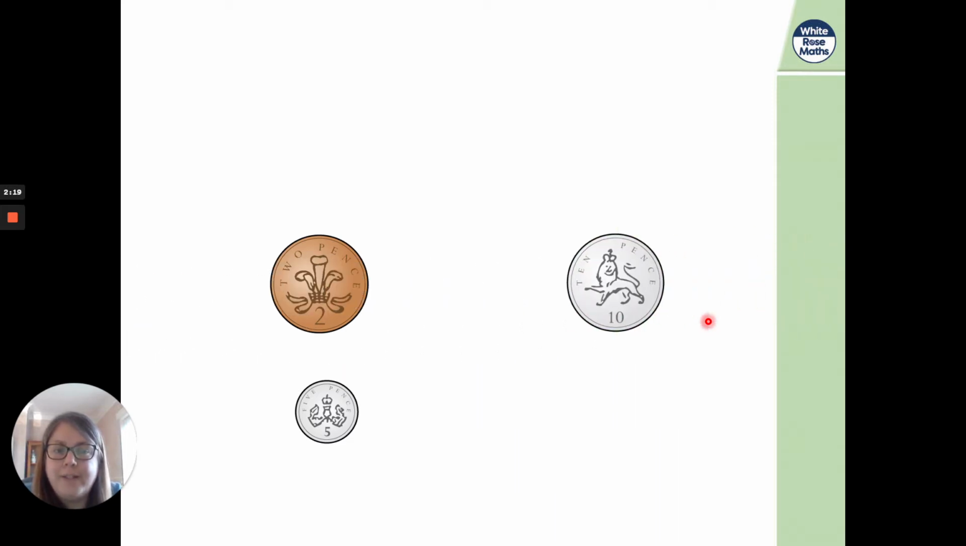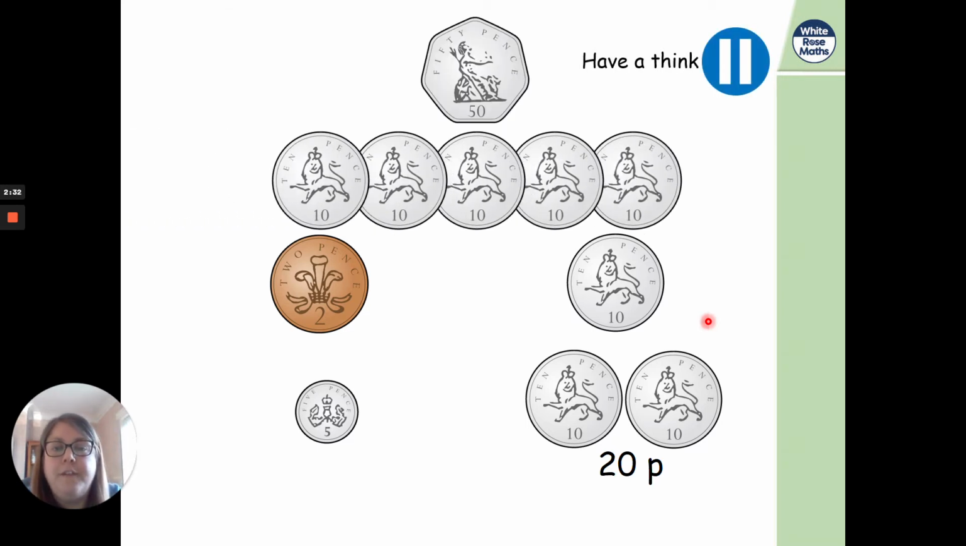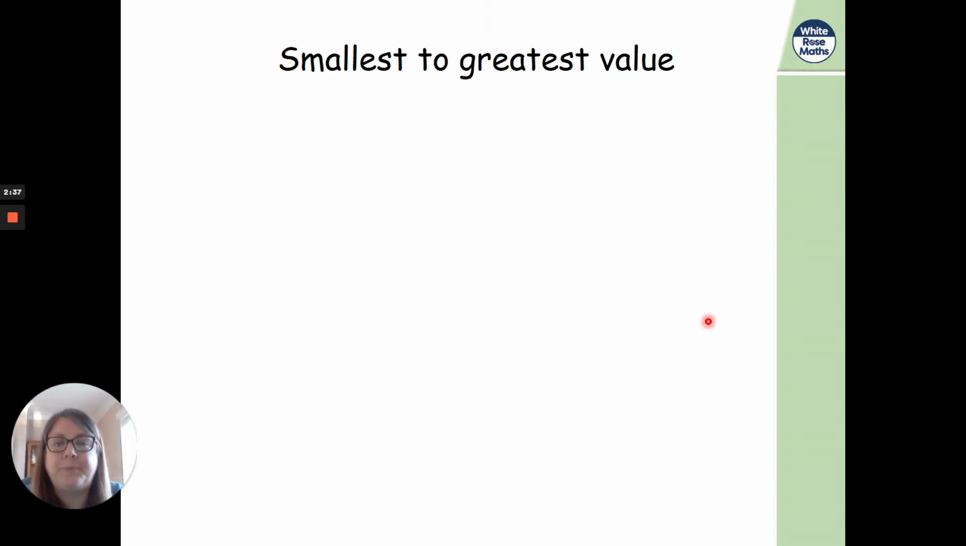Fantastic. Next one then. If I had a 5 pence and a 5 pence, what could I exchange that for? 5 and 5 makes 10, so we could have a 10 pence piece instead. What about a 20 pence then? We could have 2 10s instead of a 20 pence. So there are lots of ways we can use money to help us. 50 pence, we could have 5 10s because we know 5 10s is 50.